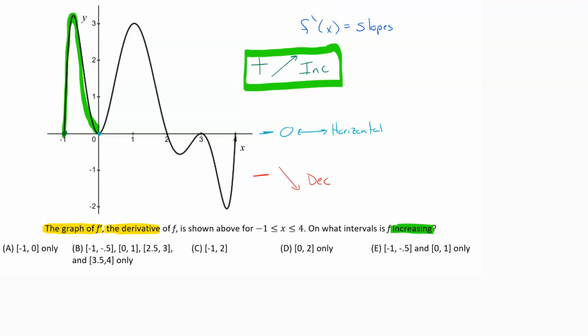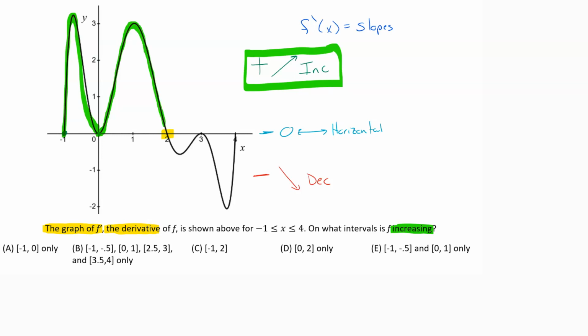A lot of people think that if you hit the zero, that means that it's stopped increasing or decreasing. That would be true if you had crossed through. So a place like 2 here is a place where it's changing, where it's going from positive to negative or negative to positive. But if your graph maintains itself in the positive space, like our graph does right here, then it did not stop increasing.